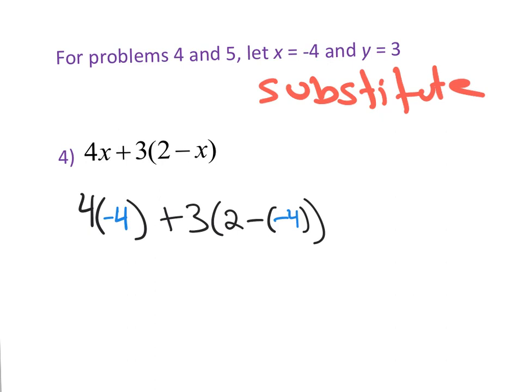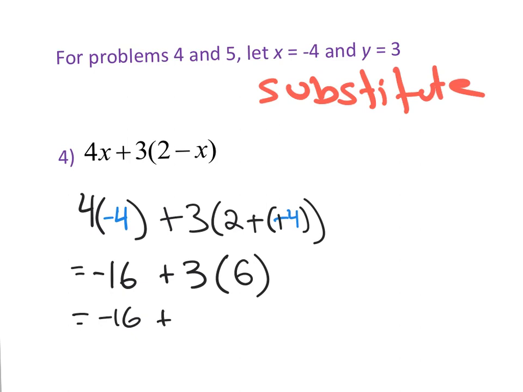Now it's kind of like the problems above. I've just got to evaluate. I've got to use my order of operations. So I can do 4 times -4 and get -16 plus. Here I have to do the inside of the parentheses first. So this says 2 minus -4. That's like plus plus positive. So that becomes 2 plus 4 is 6. So that becomes 6. And now it's -16 plus 3 times 6 is 18. -16 plus 18 is 2. So my answer there is 2.